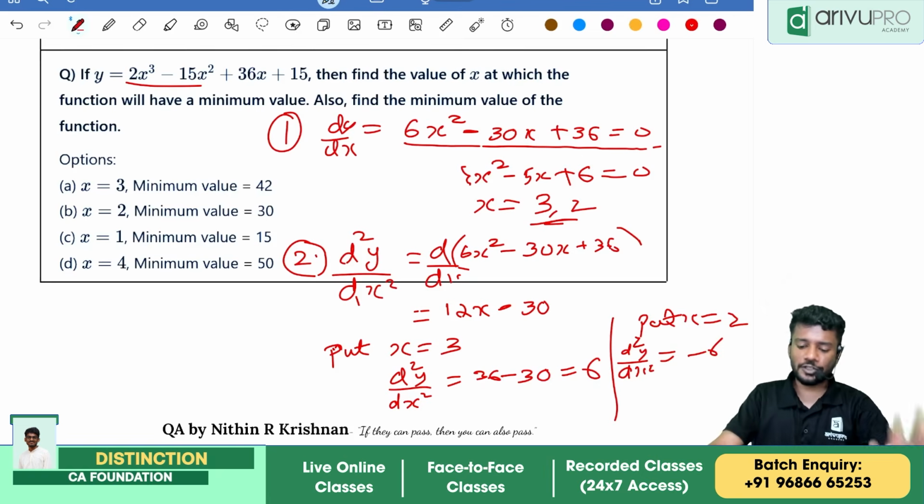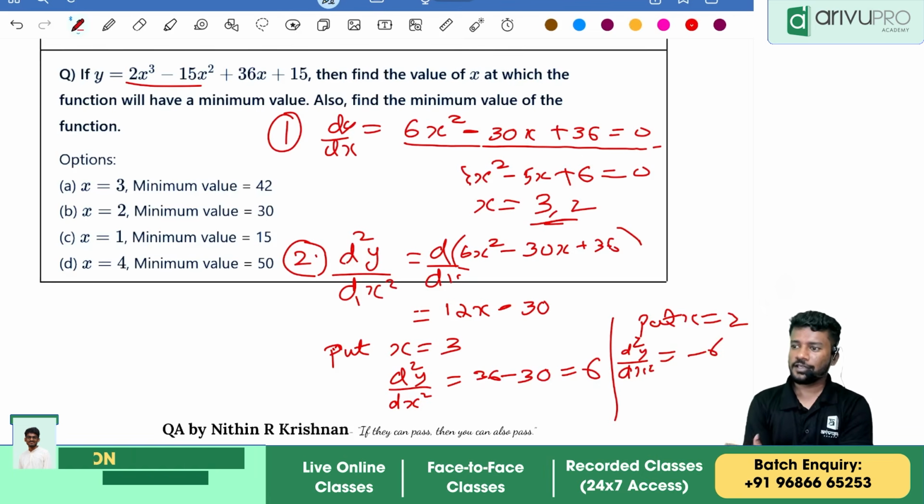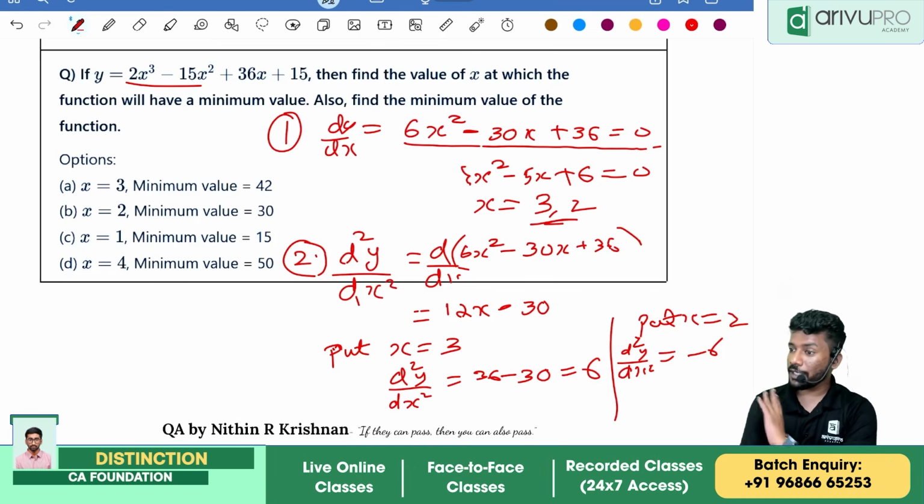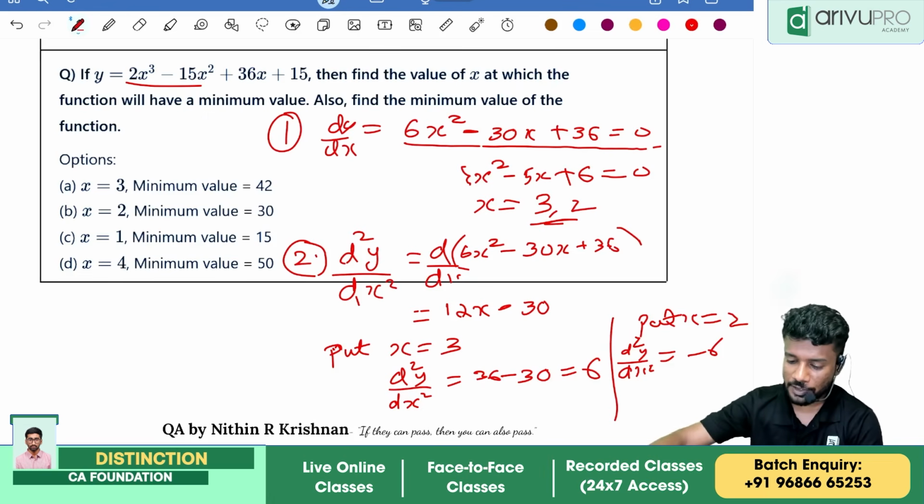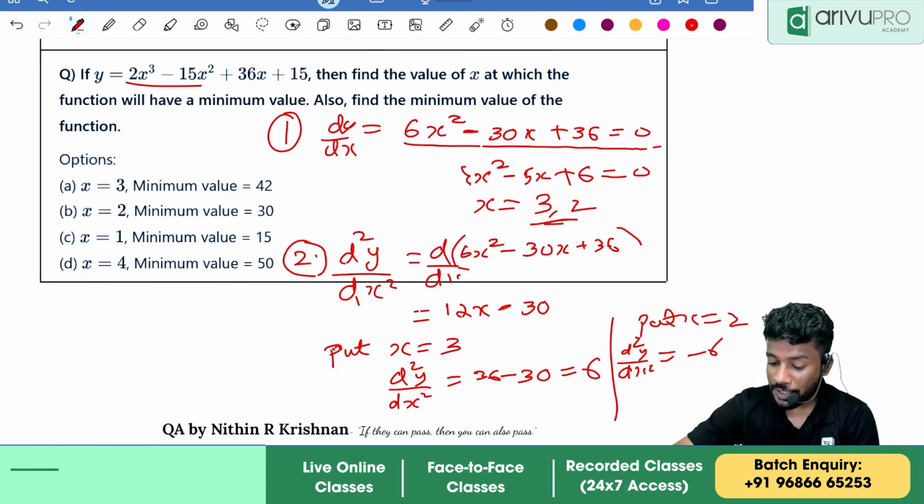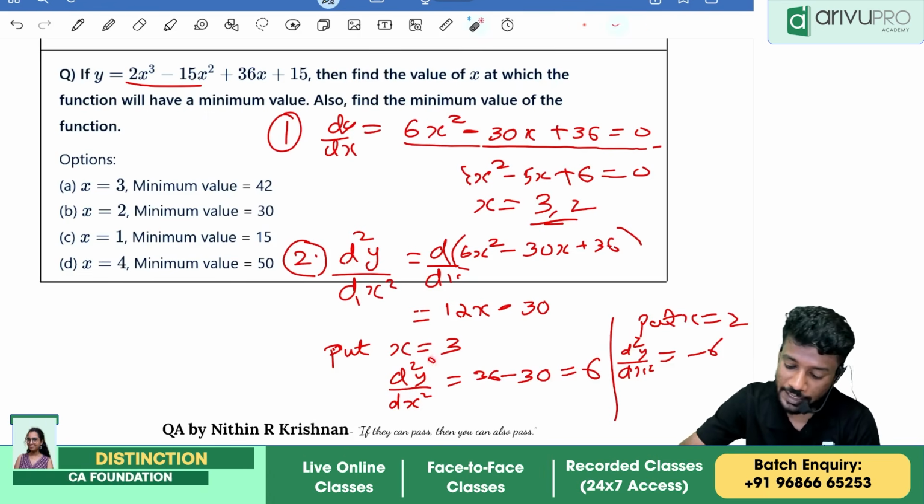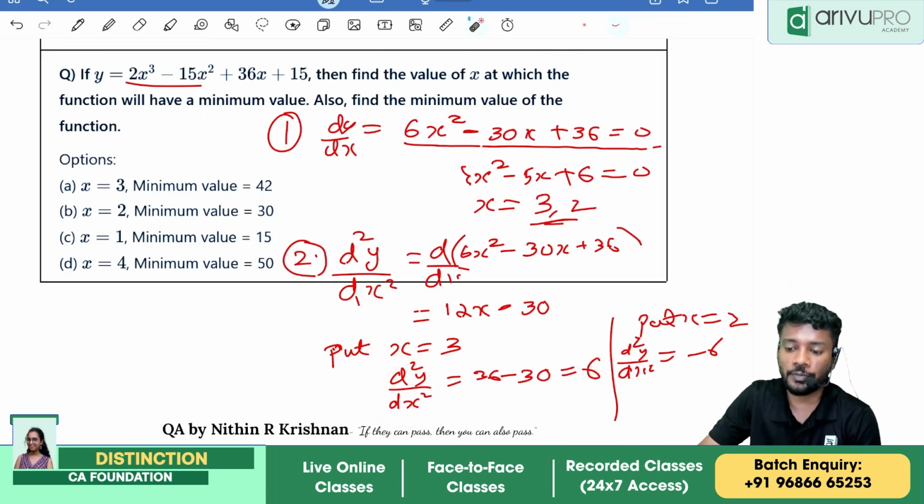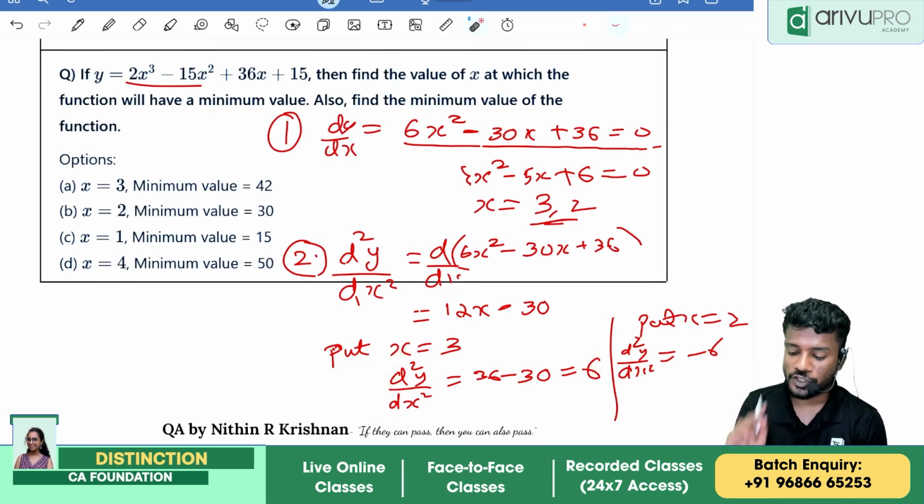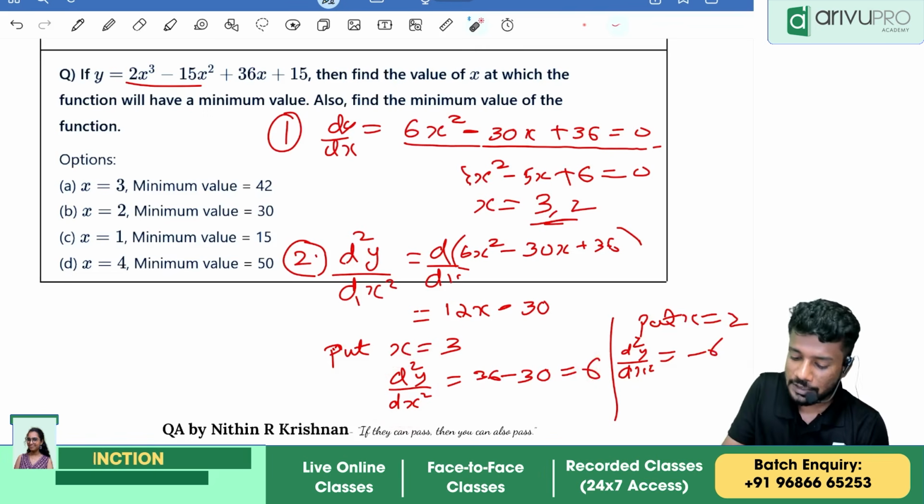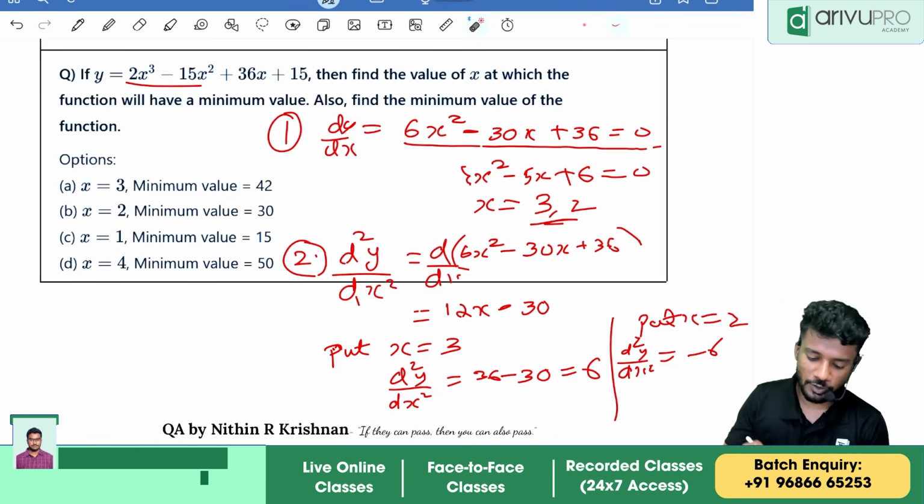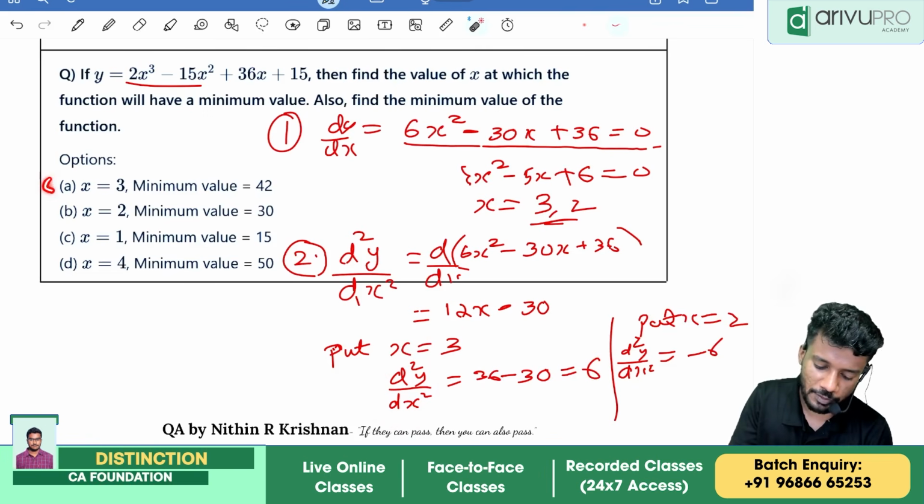Now you tell me, what was the condition? If d square y by dx square is less than 0, it is the point of maximum. If d square y by dx square is greater than 0, it is the point of minimum. So which is the point of minimum? 3 is the point of minimum. Look at this, 3 is the point of minimum. So option A is the answer.